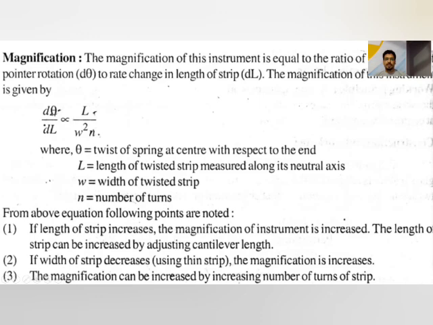The magnification can also be increased by increasing the number of turns on the strip. If we increase the number of turns of the strip, then the magnification will also increase. So this is how the working of the Johnson Mikrokator takes place.